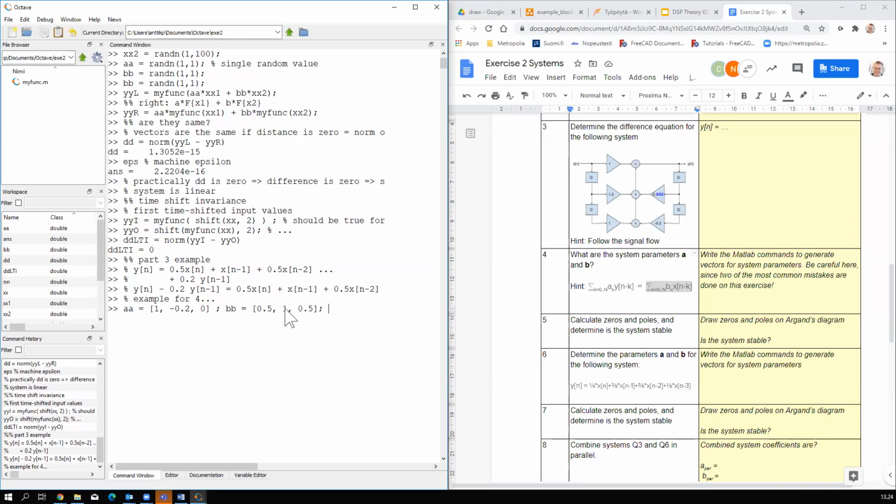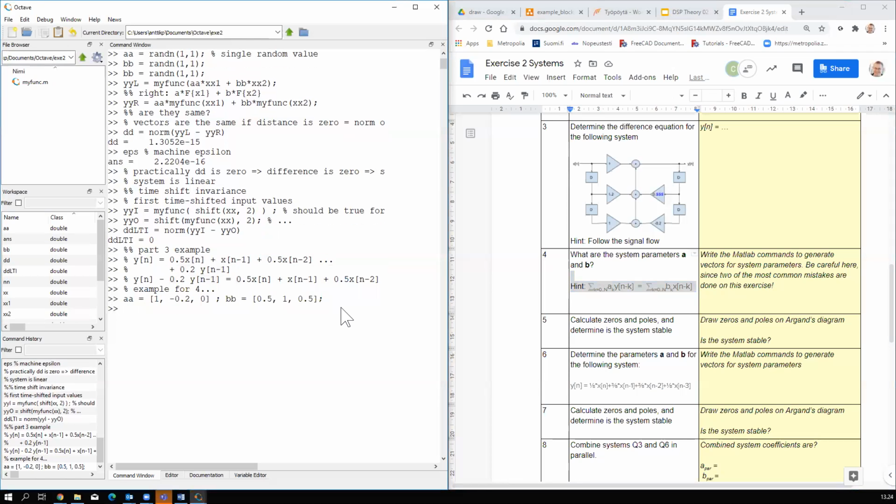So the most common mistake on this exercise is to have a sign error, since you have determined the system coefficients from the difference equation, that you just follow the signal through the system, but then you don't remember to move this part to the left-hand side, which is how we define the whole transfer function and the system coefficients. There we go. So just don't do the most common mistake.